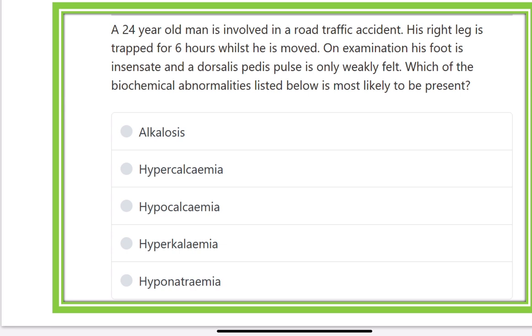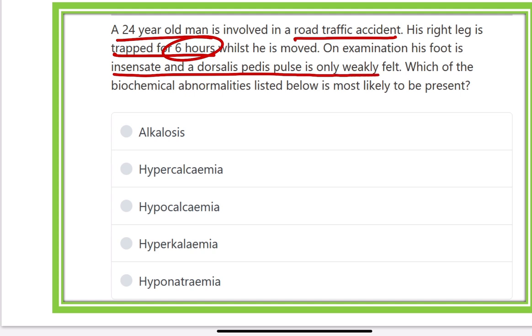A 24-year-old man is involved in a road traffic accident. His right leg is trapped for 6 hours. This time is very important. His leg is trapped for 6 hours. While he is moved, on examination his foot is tense and the dorsalis pedis pulse is only weakly felt.